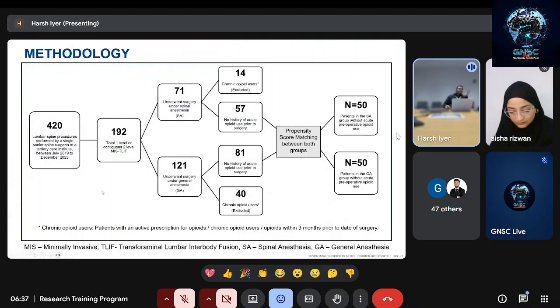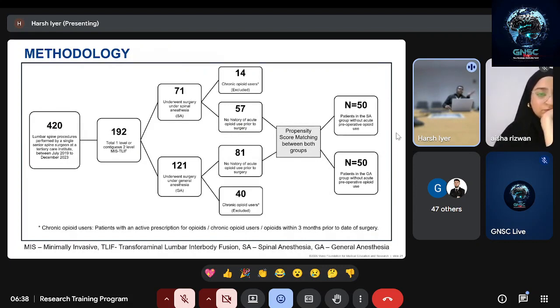So, as I told you, we started with lumbar spine procedures that were performed by a single senior spine surgeon at a tertiary care institute. And this is how you keep everything anonymous, so that journals don't have a bias as to whom they're going to select for their publication as compared to whom they're not going to. And we included all consecutive cases. And these are all spine procedures that were performed by this surgeon.